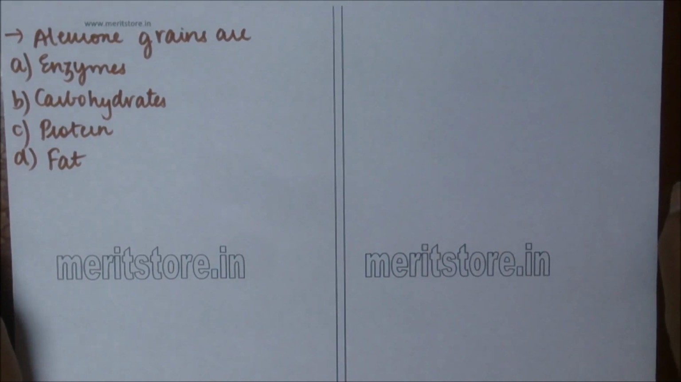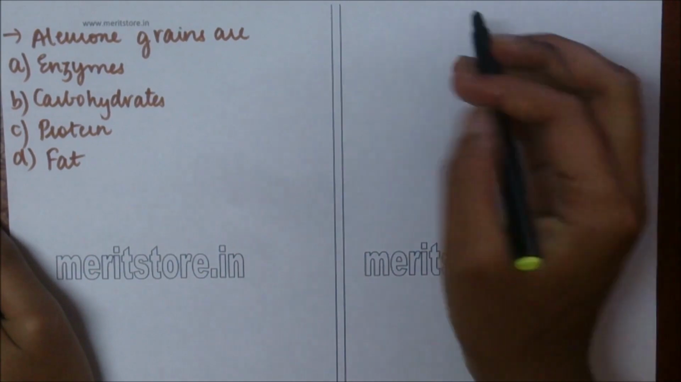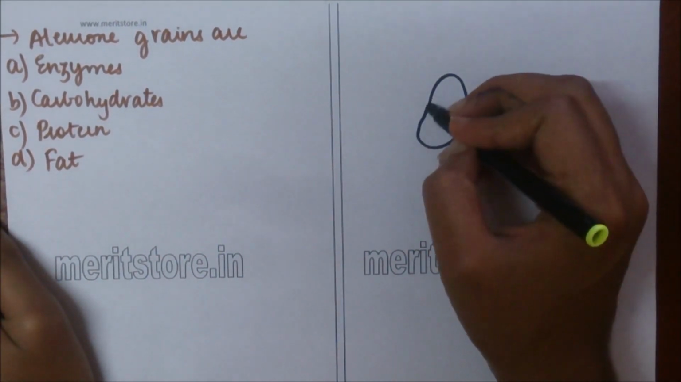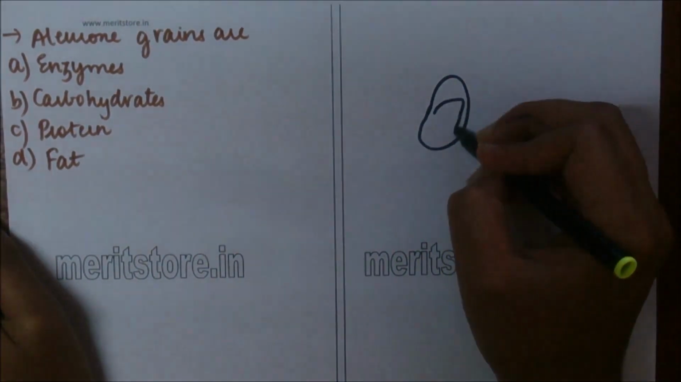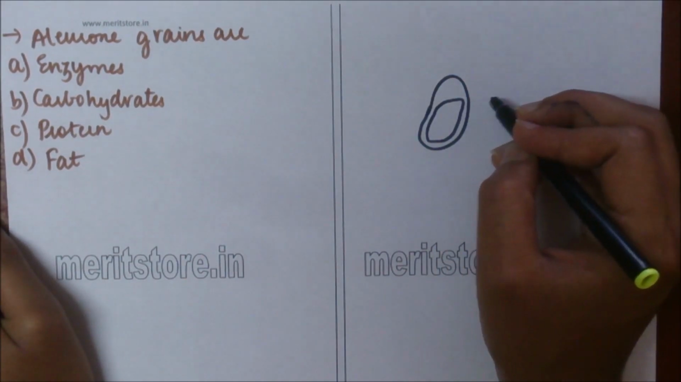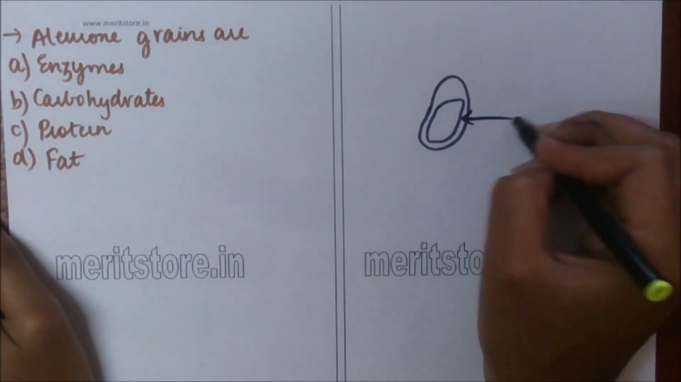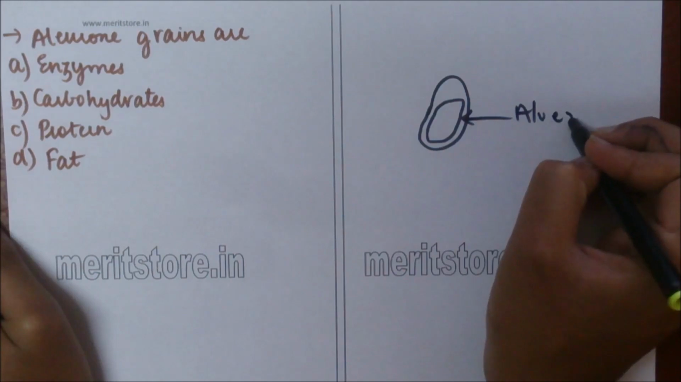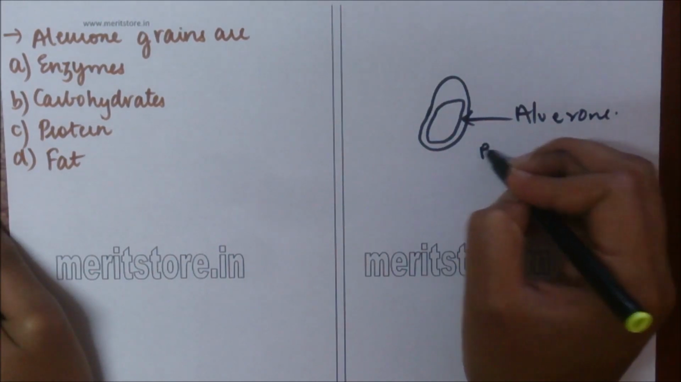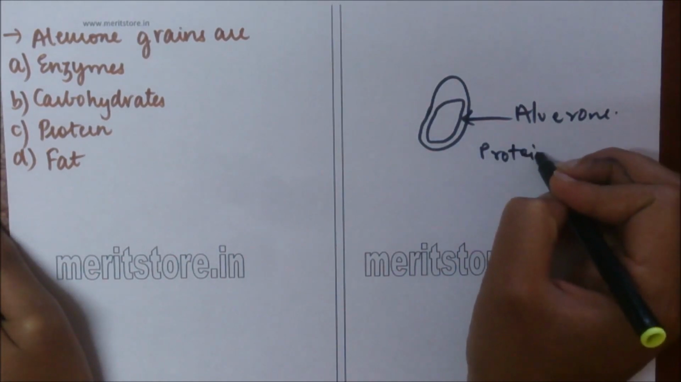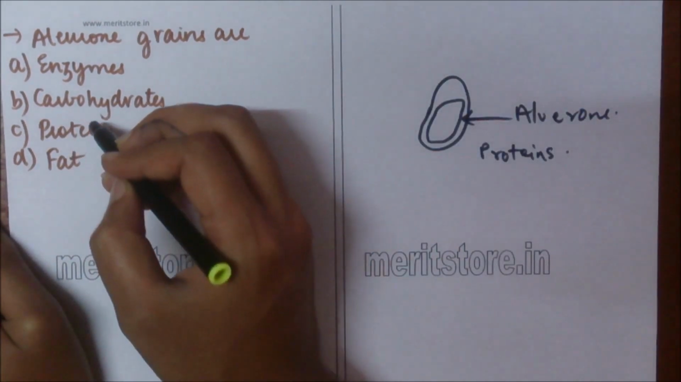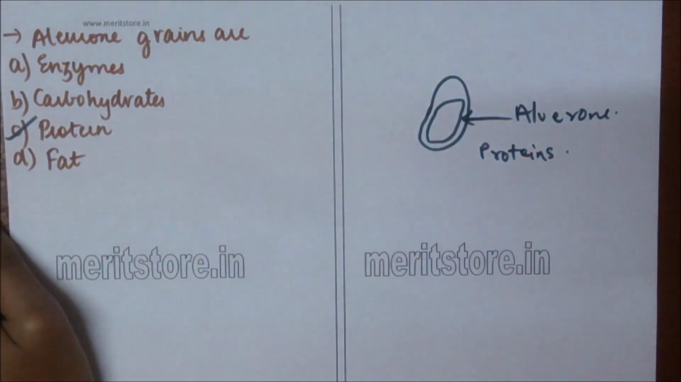Aleurone grains are A. enzyme, B. carbohydrate, C. protein, D. fats. Aleurone is a structure present in a seed. It helps as a nutrition to the seed. This is aleurone. It is a proteinaceous structure and consists of proteins. So option C is the correct answer.